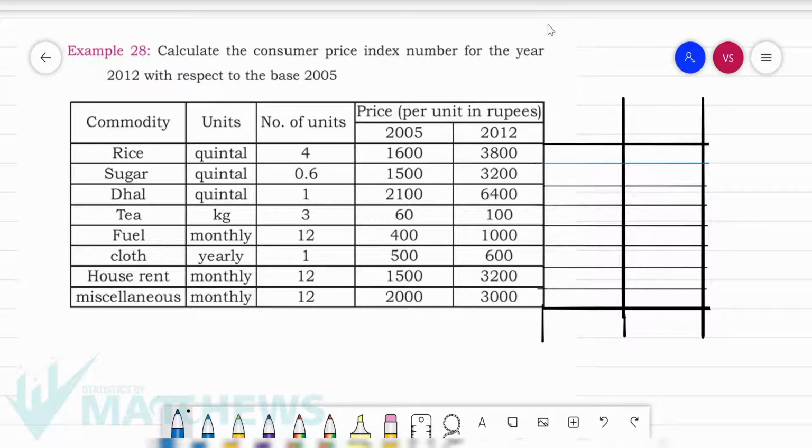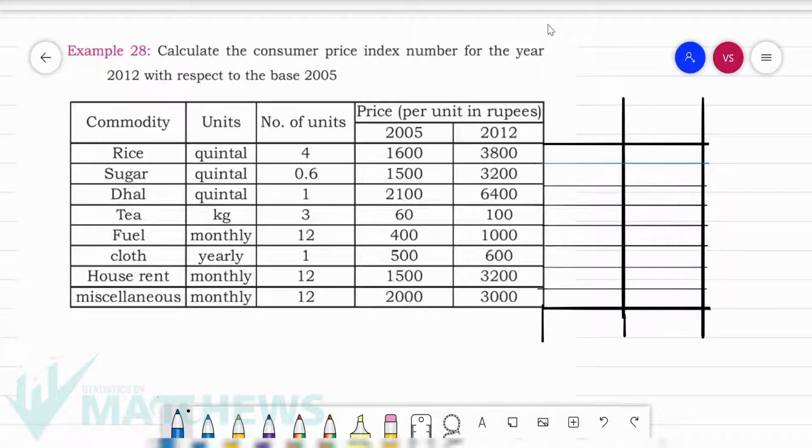In the previous class, we have learned about consumer price index numbers, and we have spoken about the types of consumer price index numbers. Number one is the aggregative expenditure method. Using that method, we can calculate the consumer price index number, as well as another method, which is called the family budget method. Using that family budget method, we can also find out the consumer price index number.